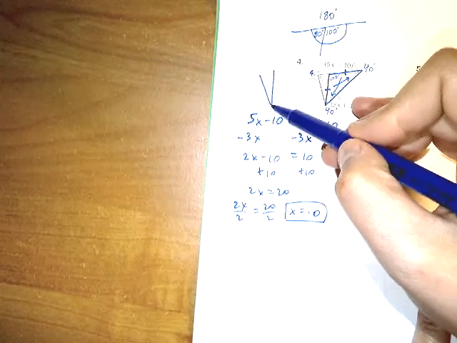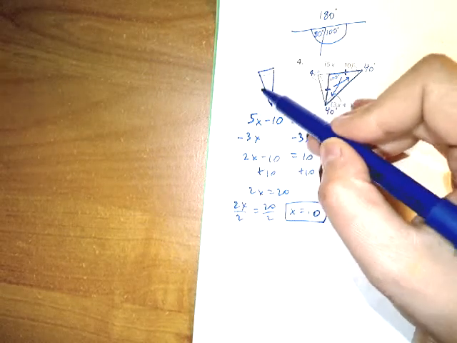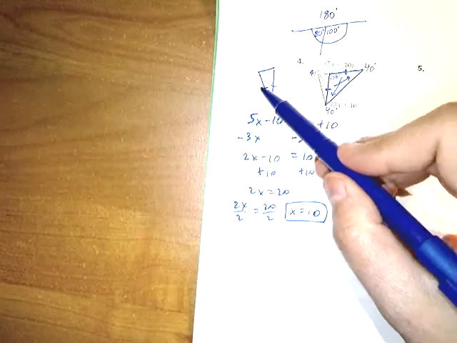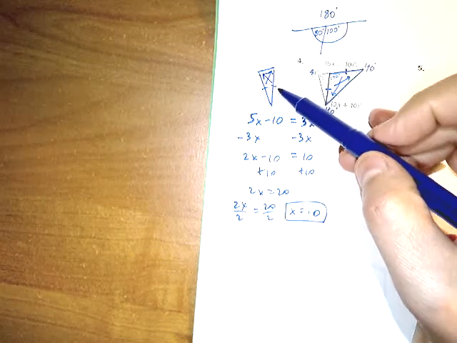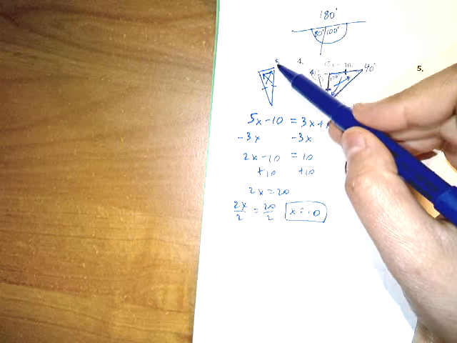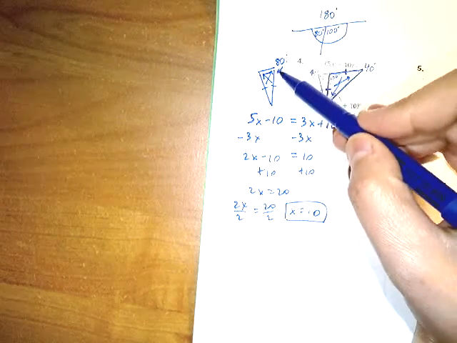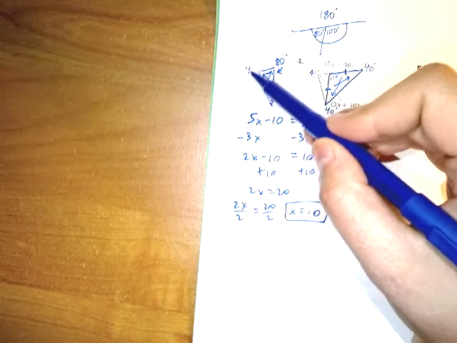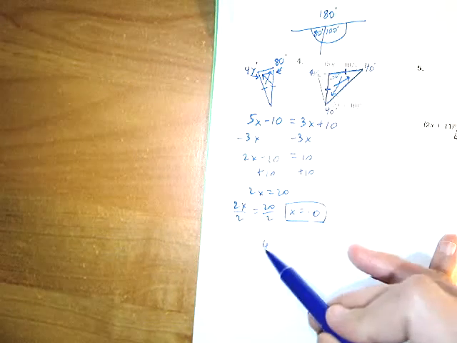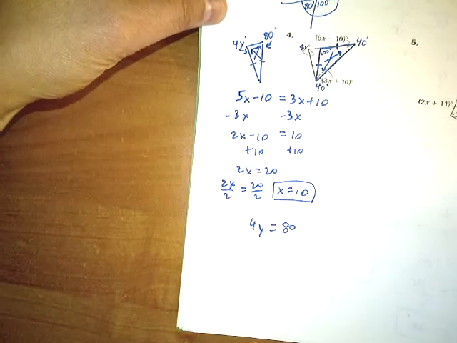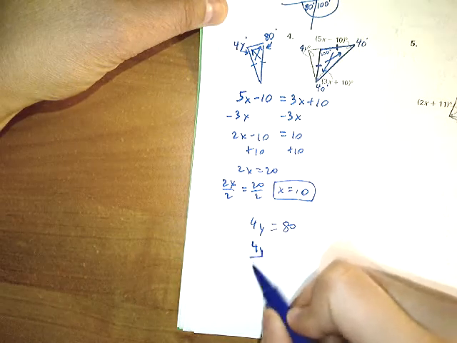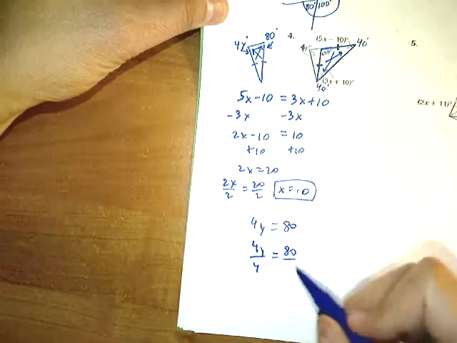So this little triangle on the side has markings as well. It says that this side is congruent to that side. So we know that this angle over here would be congruent to that angle over there. So that means that this angle, which is 80, would have to be congruent to this angle, which is 4y. So 4y equals 80. And solving that gives us 20.